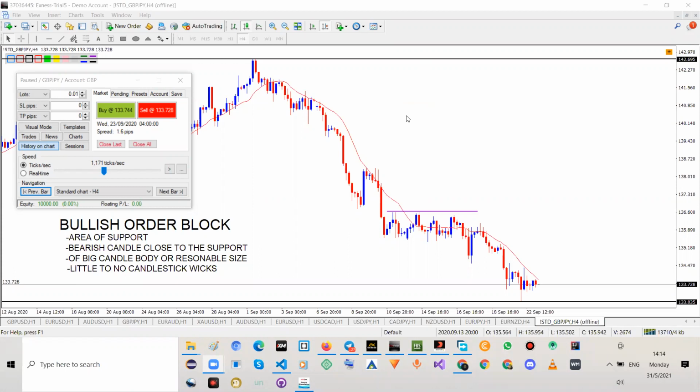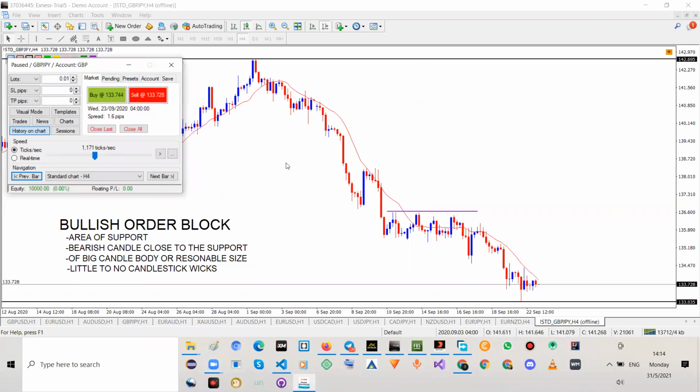As you can see on my screen, I have what I have written there. So the bullish order block, in order to use it, you're going to need an area of support. Then you're going to need a bearish candle that is close to the support, and that candle should be of a big body or of a reasonable size. And that candle should also have little to no candlestick wicks. So those are the only requirements that you need to use your bullish order blocks.